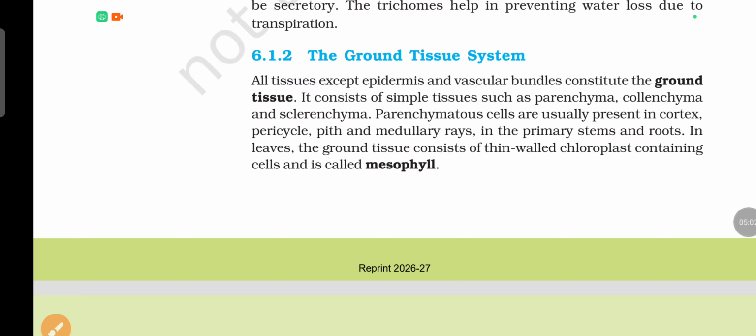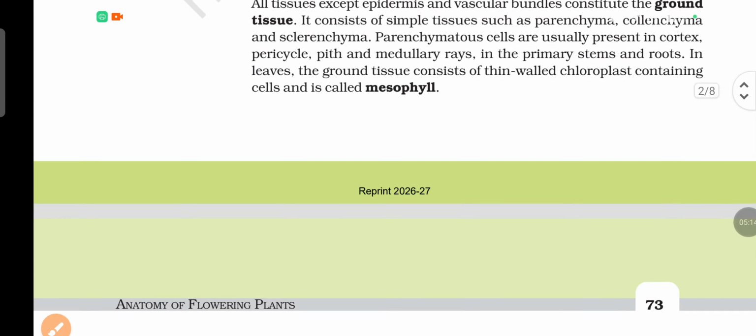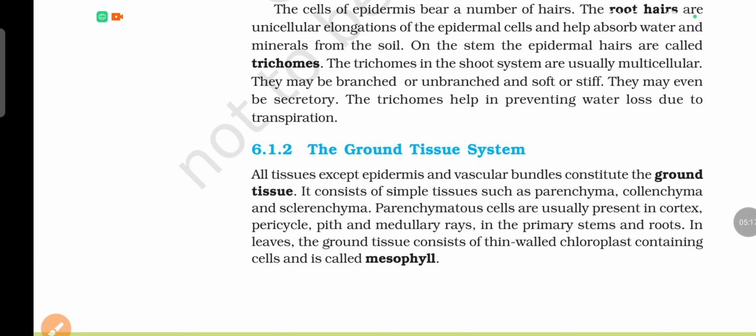All tissues except epidermis and vascular bundle constitute the ground tissue. All tissues except किसके, epidermis and vascular bundle, ground tissue कहलाते हैं। पहले हम डायग्राम देख लेते हैं। Okay, there is no diagram of it. It consists of simple tissues such as parenchyma, collenchyma, and sclerenchyma.